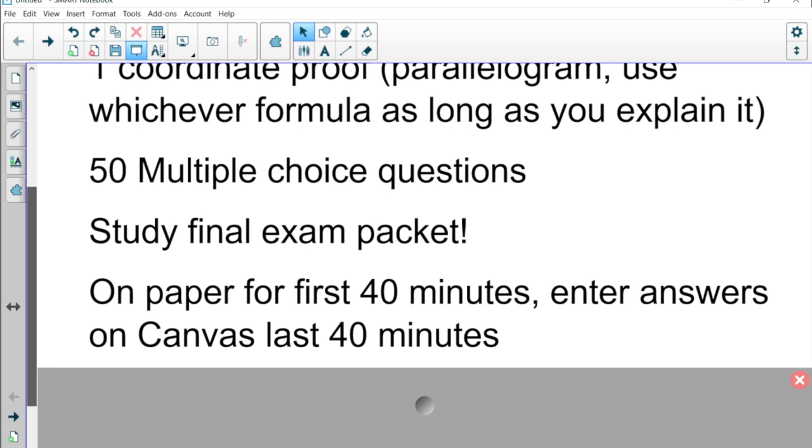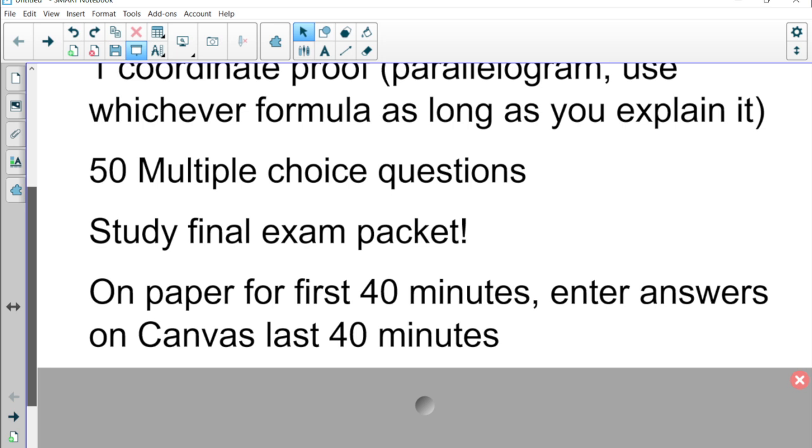The reason for that is that if you work it out on paper, you're going to get more of them right, and you're going to do better. It's just proven from past exams I've seen people do. If you actually take the time, work on it, have to write it out and work it out, you're going to do better. So we're going to make you do that for the first 40 minutes. And then on the last 40 minutes, we will open up the test on Canvas. It's going to have all the same questions, and you can just go through and enter all your answers.